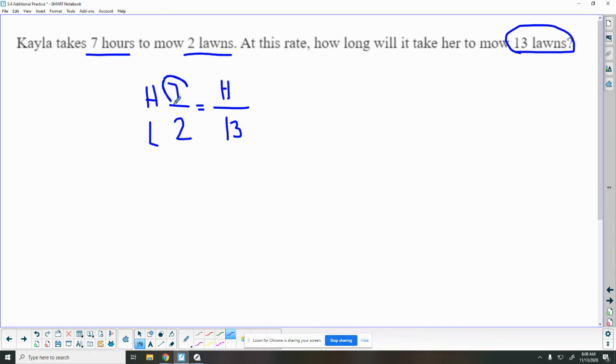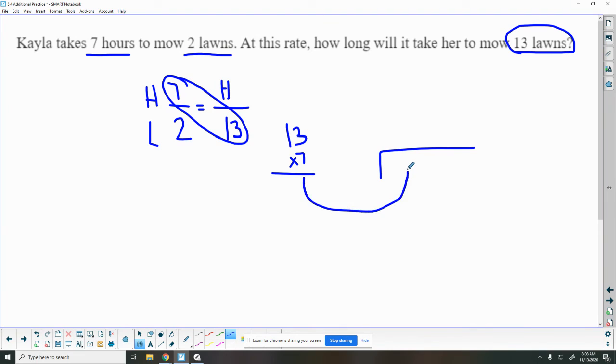So I come here and I'm going to do 7 times 13. So 13 times 7, and that number is going to go inside your division box. And our leftover number is 2, so we're going to divide by 2. I know that this number is not going to be even here, so you might need to add a decimal and a 0 to see how many hours it will take her.